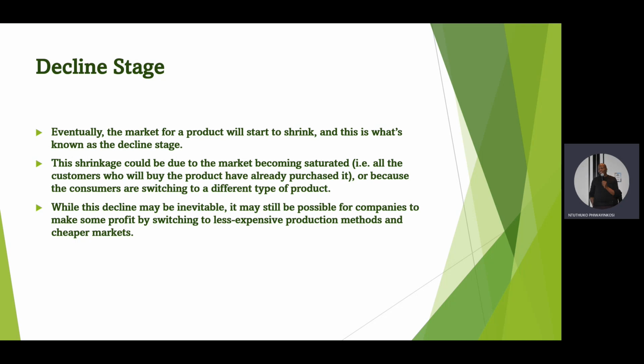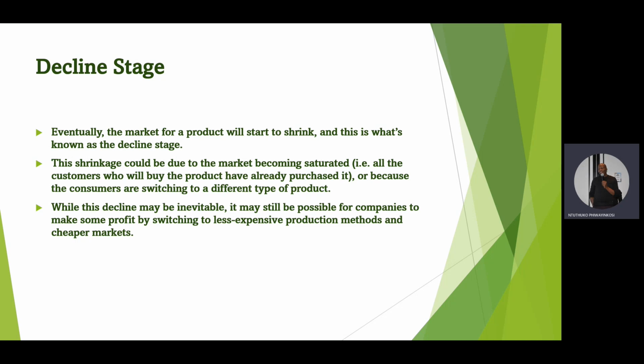And point number 3, the decline is inevitable, and it may still be possible, though, for companies to make some profit by switching to less expensive production methods and cheaper markets. I said before, getting to the depth of the decline stage, that it's up to you to just drop the prices so that people will just buy. Okay, all the laggards are people that wait until the product costs less, and then they buy it.